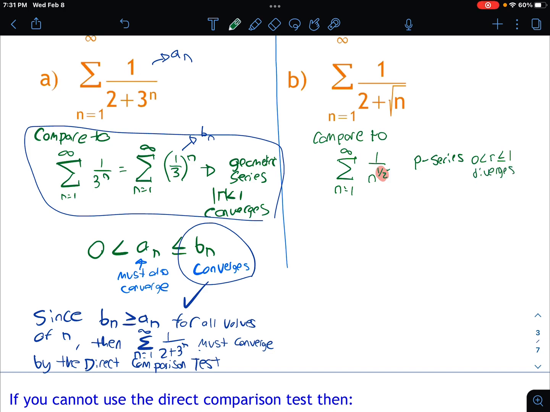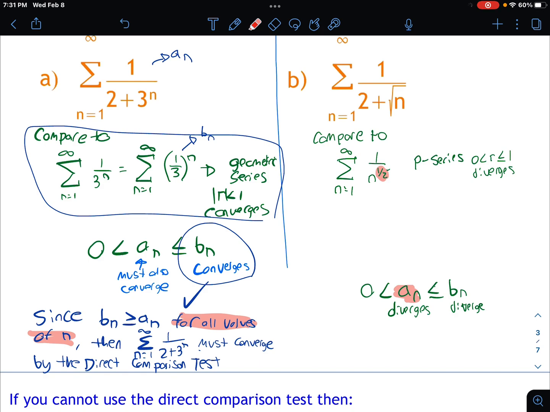Okay, so here's the basic idea. We need it to fit the format 0 is less than a sub n is less than or equal to b sub n. Okay, for this to work, we have to show that it's smaller always. And the idea is if this diverges, then anything that's larger than it has to diverge as well. This also has to diverge. Okay, and you have to state, just like in the last problem here, for what x or n values.